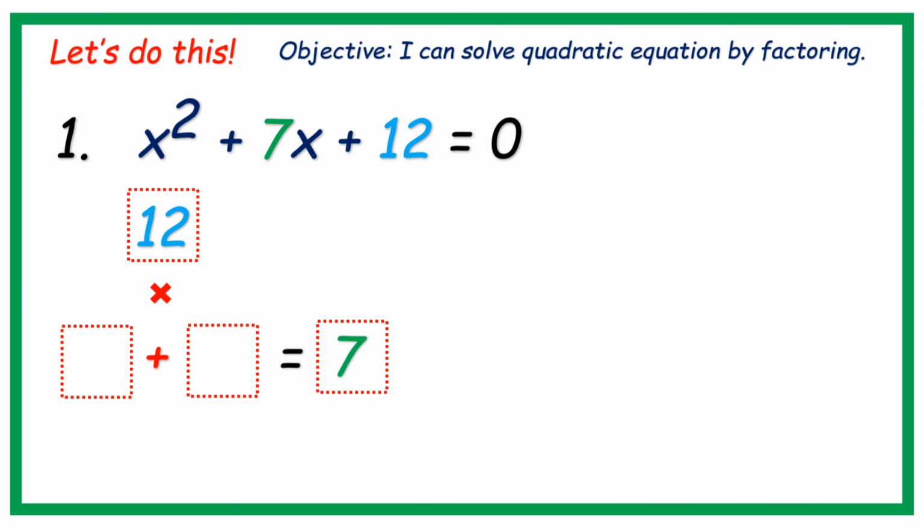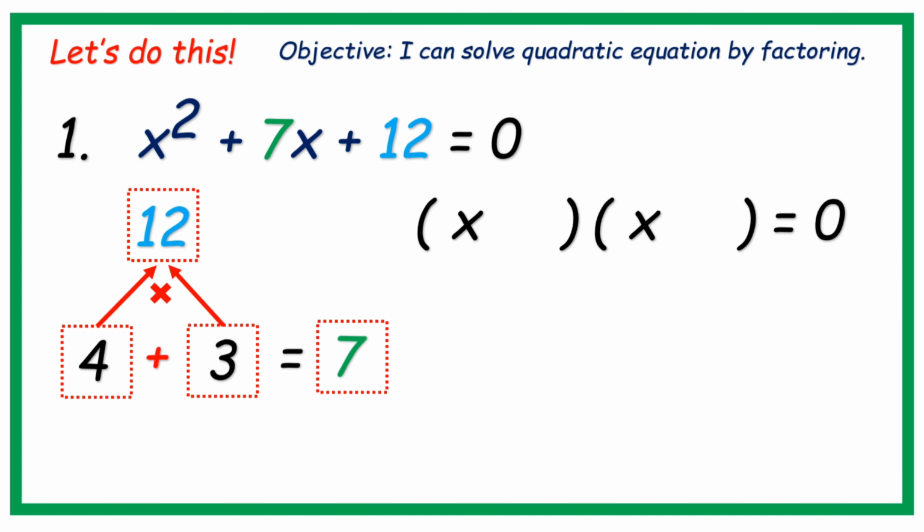So we have 4 and 3. Look, when you multiply 4 times 3, it gives you 12, right? So 4 times 3 gives you 12. But when you add it, 4 plus 3, it gives you 7. So 4 and 3 is our factor.